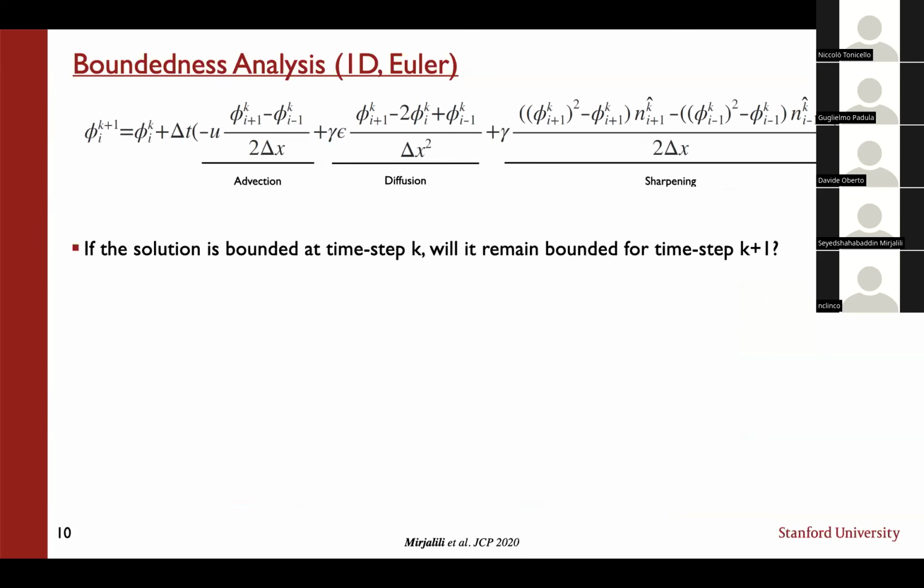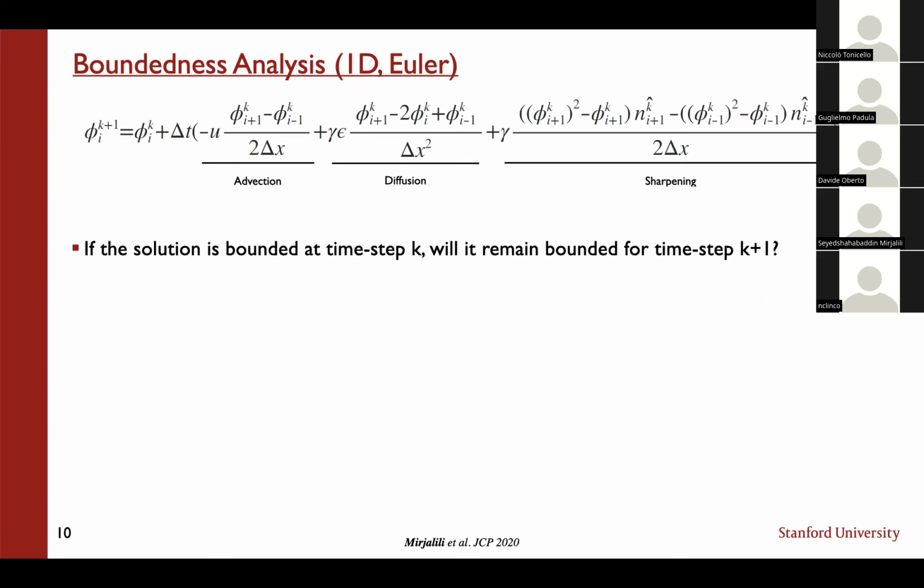So the general equation, you can actually analyze it quite easily in 1D with an explicit Euler time stepping. And it turns out that if you can achieve boundedness and stability in this limit, you will be fine for higher order explicit numerical methods and also multi-dimensions with just a factor added. So essentially we have advection, diffusion, and sharpening, and of course you can discretize this. And the question we answered is a simple question. If a solution is bounded at time step k, will it remain bounded for time step k plus 1?